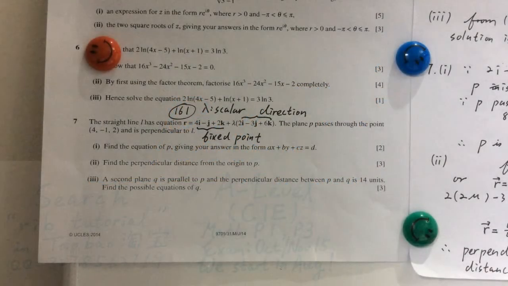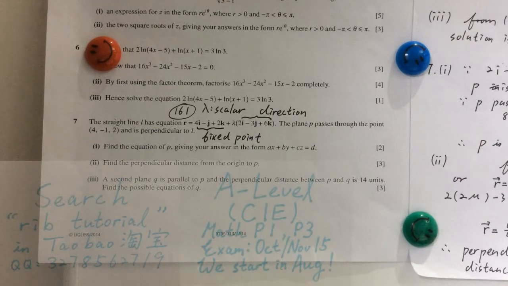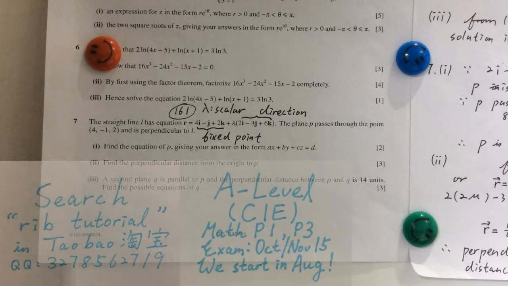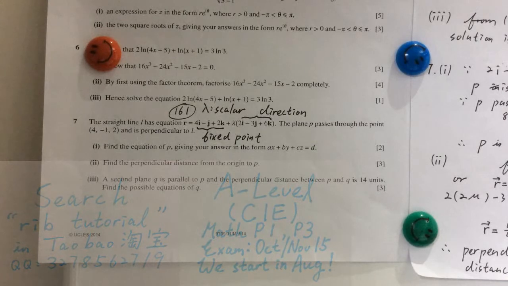Let's continue with question 7 for P3 paper 2014 May and June version. So look at the question. The straight line has equation R, and the plane passes through the point and is perpendicular to the straight line L.